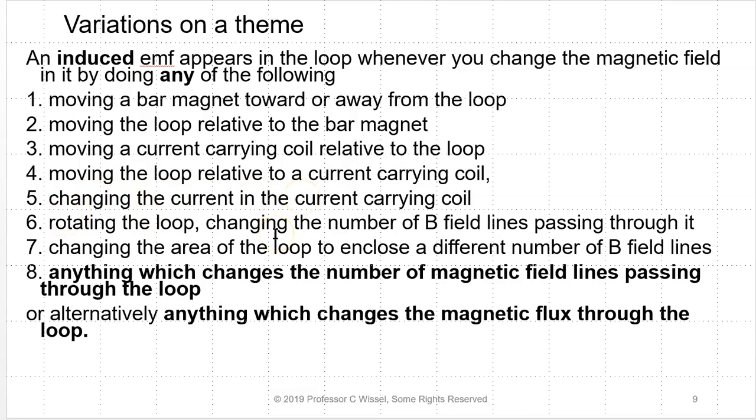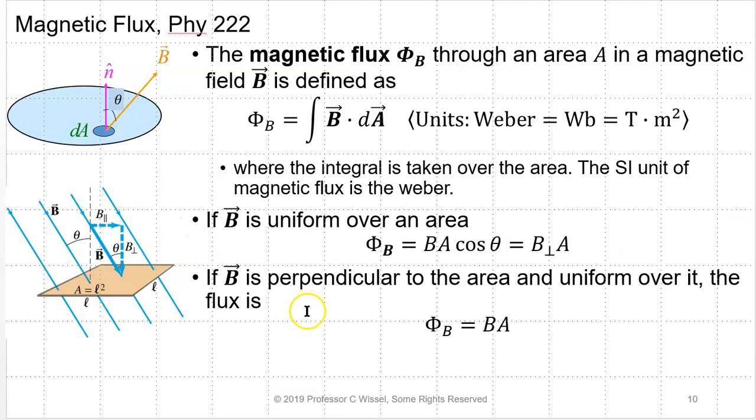Rotating the loop, changing the number of magnetic field lines that passes through it. Changing the area of the loop to enclose a different number of magnetic field lines. In short, anything which changes the number of magnetic field lines passing through the loop, or alternately, anything which changes the magnetic flux through the loop, will induce an EMF in the loop.